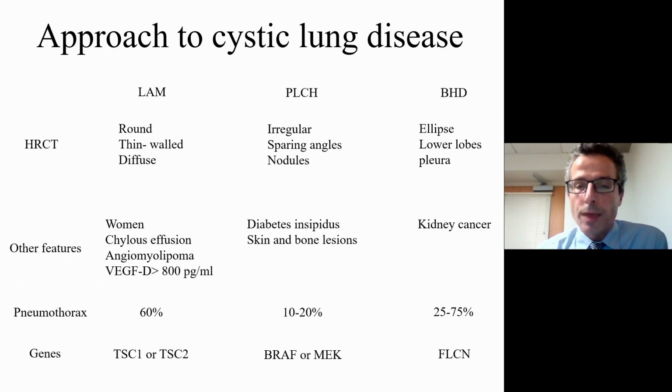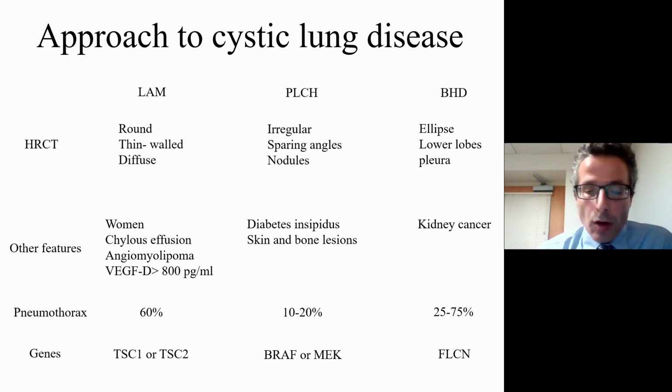So finally, to recap, how do we approach this? Between these three diseases, all caused by tumor suppressor mutations, there are findings on the HRCT that could give us a hint one way or the other. In LAM, the cysts are round, thin-walled, and diffuse. In LCH, they're irregular, they usually spare the angles, and you can see lung nodules. In Birt-Hogg-Dubé, the elliptical form cyst can also be diagnostic. It can give you an idea, and it's also in the lower lobes and closer to the pleura.